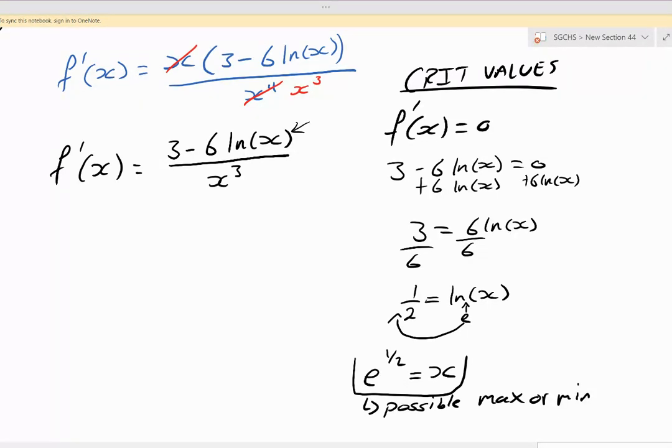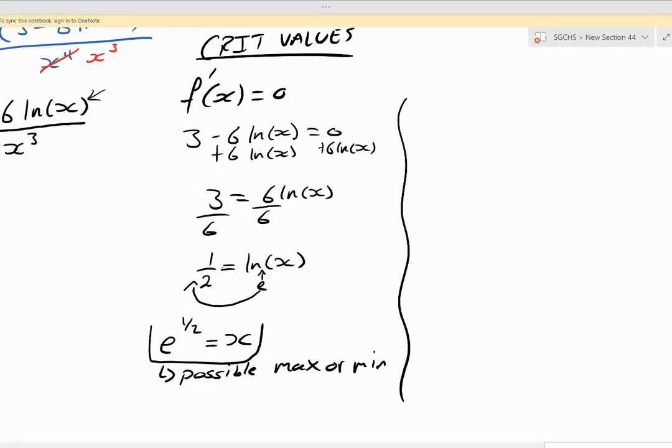Now we have to find any other critical values. Okay, our other critical values can be when the first derivative does not exist.